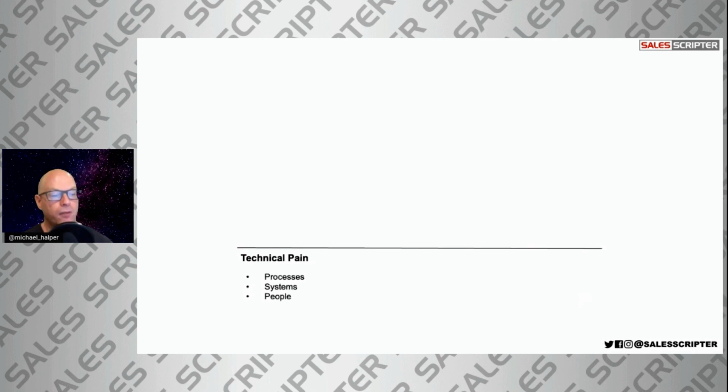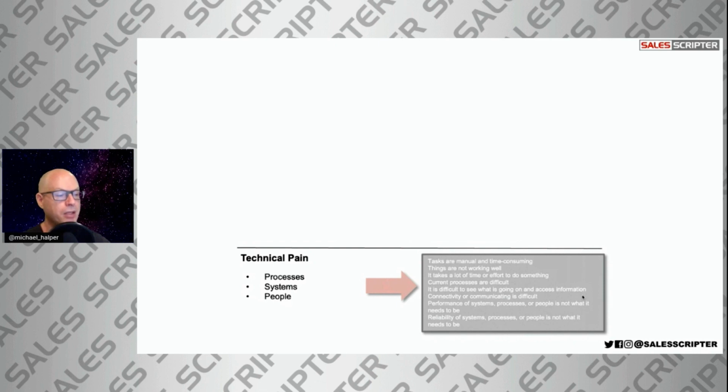And again, we're just looking for 3 to 6 pain points that you can help make go away. But if you want to make sure you're not missing anything, the lowest level is technical value. This is where there could be problems with things not working well in terms of processes or systems or people. Some examples might be things are manual, things aren't working well, it takes a lot of time and effort to do stuff, things are difficult, it's difficult to see what's going on, performance isn't good.